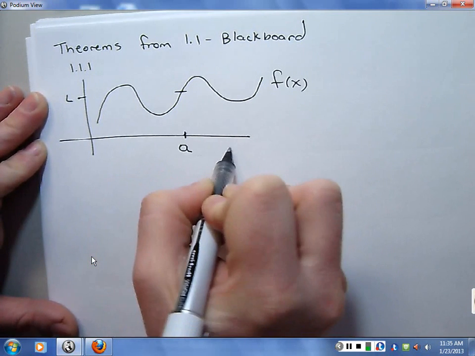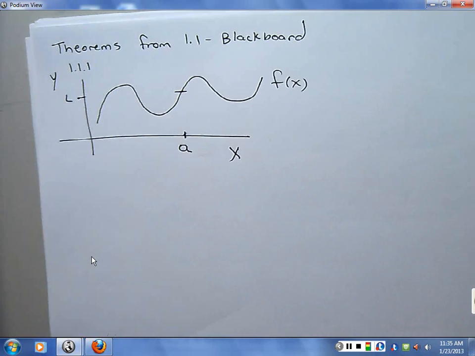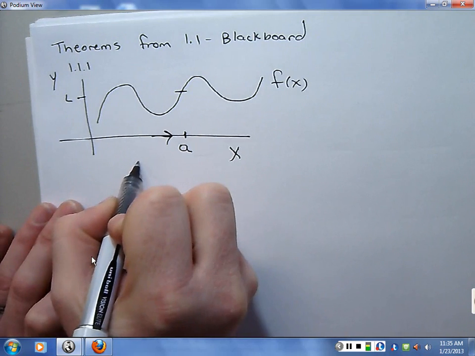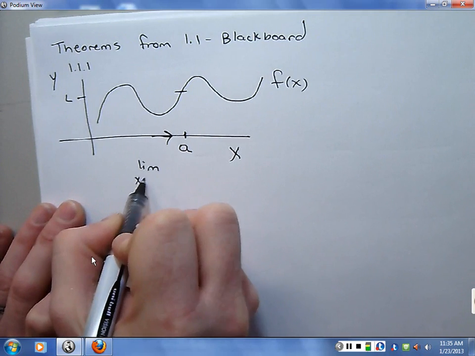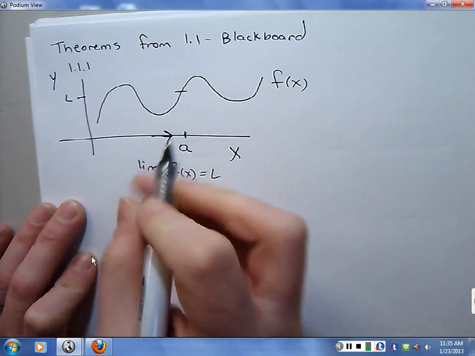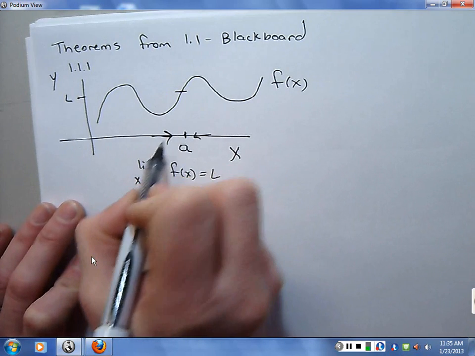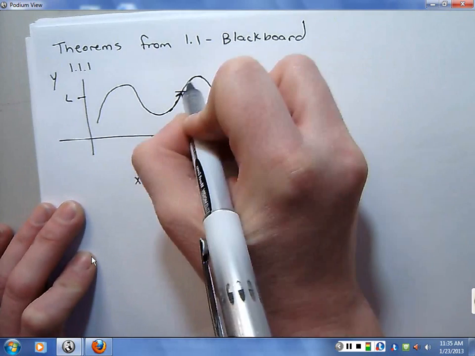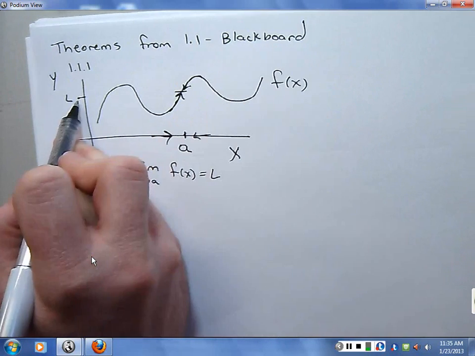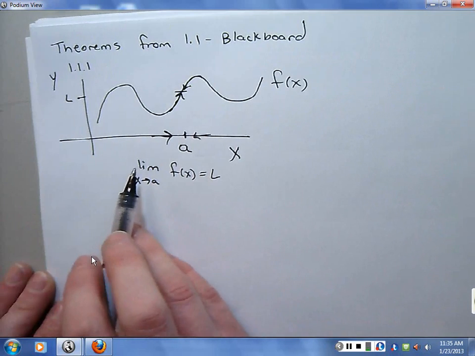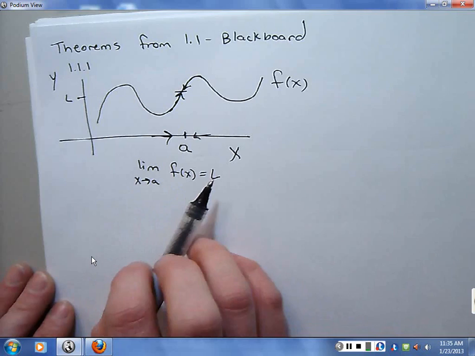So my x values and my y values. My x values are my input to the function and the y values are the output. So here I take the limit as x approaches a of my function equals L. You can see here, if I get closer and closer to a, my output gets closer and closer to L. If I get closer and closer to a on this side, my output gets closer and closer to L. You guys see that? So the limit as x approaches a of the function goes to L.